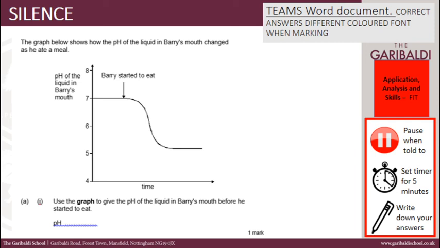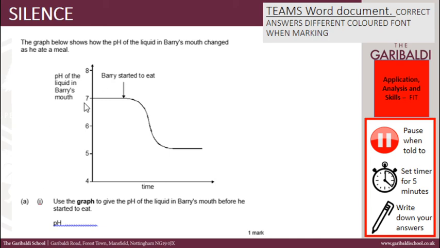Okay, brilliant. So the first one, it says the graph below shows how the pH of the liquid in Barry's mouth changed after he ate a meal. So when he started to eat, the pH was 7. Then you could tell over time what's happened to the pH. It's decreasing. So use the graph to give the pH of liquid in Barry's mouth before he started to eat.